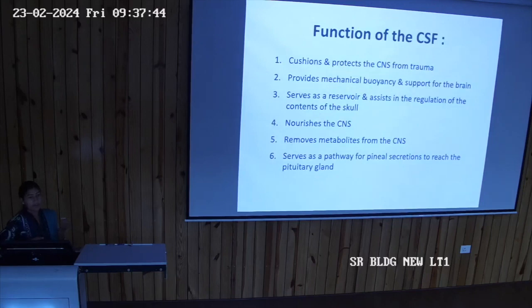Now what is the function of CSF? CSF का function तो सबको पता है. Transportation. Shock absorber. So it cushions the brain. It provides buoyancy. What was the need of providing the buoyancy?